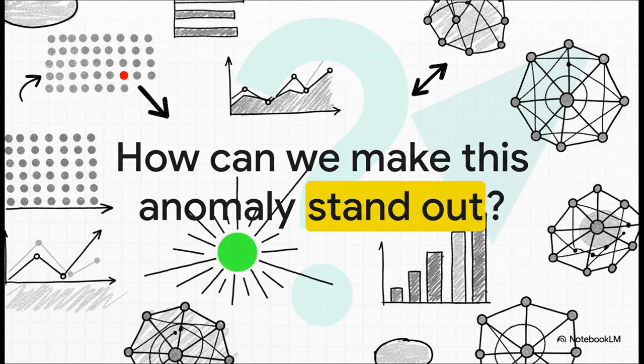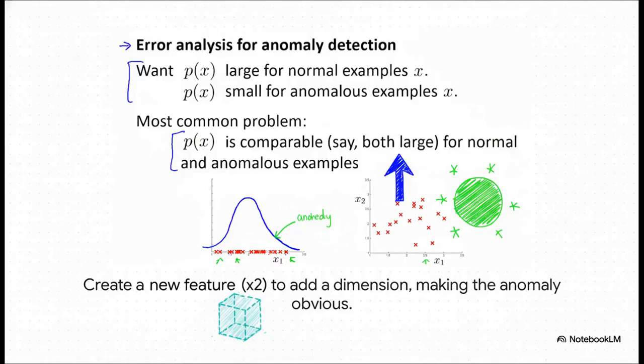So the million-dollar question is, how do we make that little green guy stand out? How do we give our algorithm the new perspective it needs to see that this point is, in fact, really, really weird? And the answer is, we engineer a brand new feature. By creating a second feature, what we're calling X2 here, we literally add a new dimension to our data. And all of a sudden, bam, that green anomaly is pushed way out from the rest of the pack. It's not hiding anymore. It's got this weird combination of values that makes it stick out like a sore thumb. Now there's absolutely nowhere left to hide.